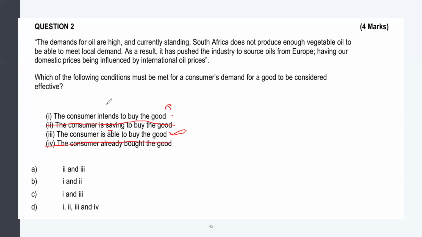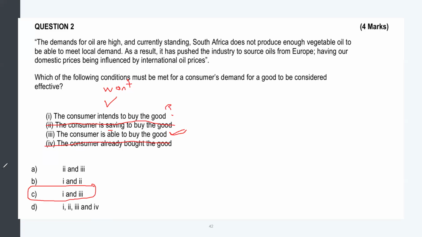So the consumer intends to buy the product. This becomes our want, right? Because intends means that the consumer is planning to buy the product. So we have our want. He is interested in buying the product. But we've also been told that the consumer is able to buy the product. So the answer is going to be C. The consumer intends to buy the good, and the consumer is able to buy the good. So those two represent demand for us in this particular question.